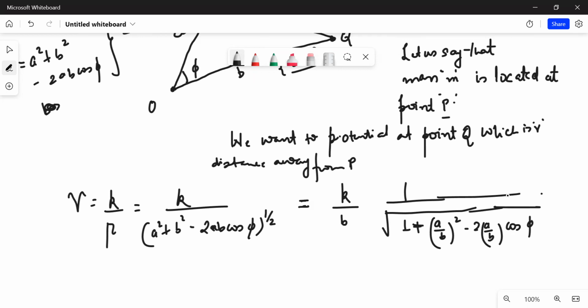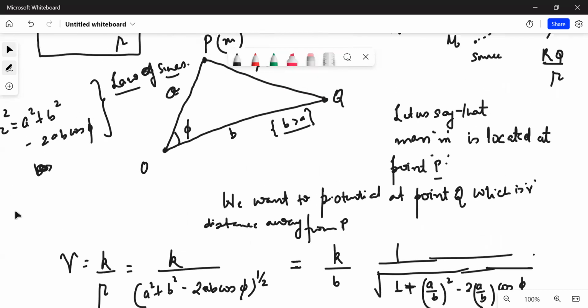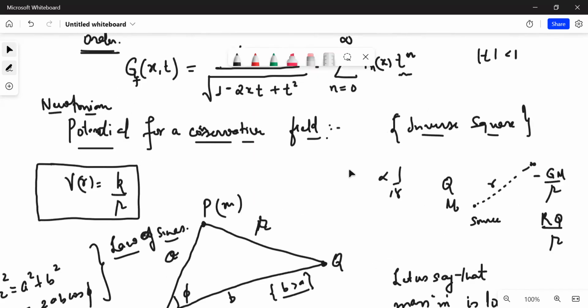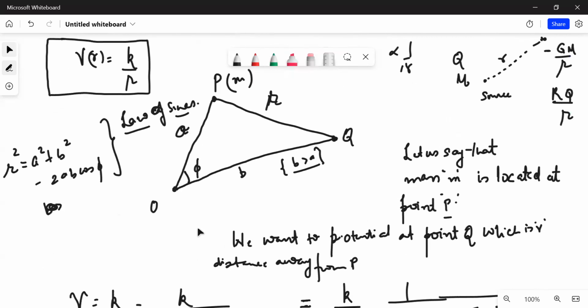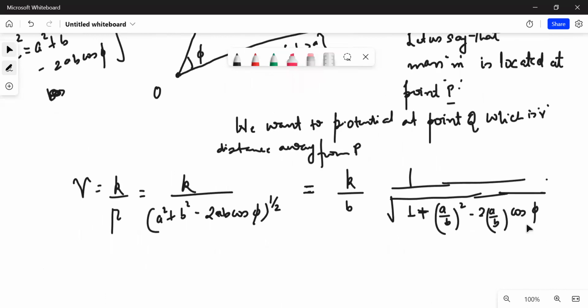Okay, so one can recollect from Legendre's polynomials that the generating function of the Legendre polynomial is given by 1 over root of 1 minus 2xt plus t square, where mod t is less than 1. So instantly you can say that in place of x you have cos phi, and in place of t you can take a over b, because I've already told you that b is greater than a, so a over b would be less than 1. Is that clear?